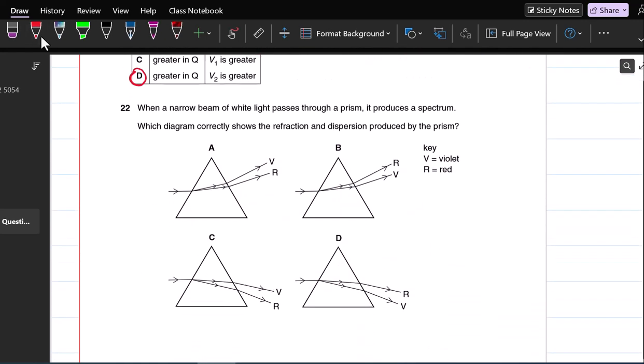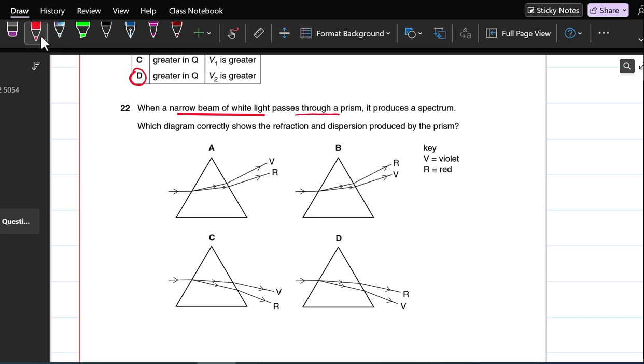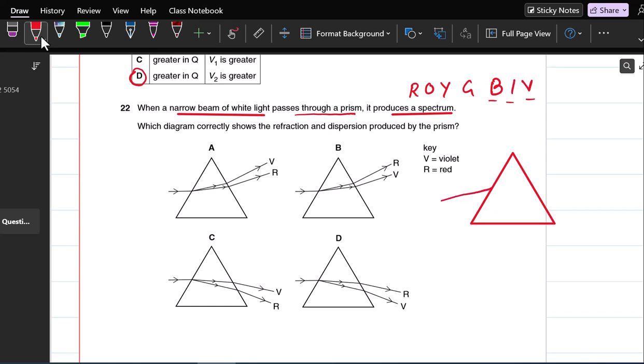Now question number 22. When a narrow beam of white light passes through a prism, it produces a spectrum. That spectrum is having 7 colors, ROYGBIV: red, orange, yellow, green, blue, indigo, and violet. So we are having a triangular prism. White light is incident here. When white light is incident, what happens?